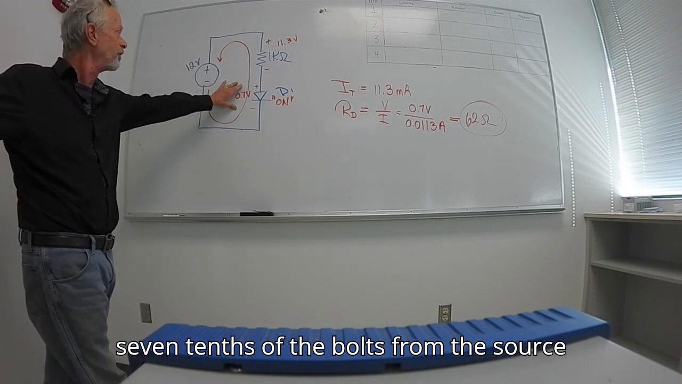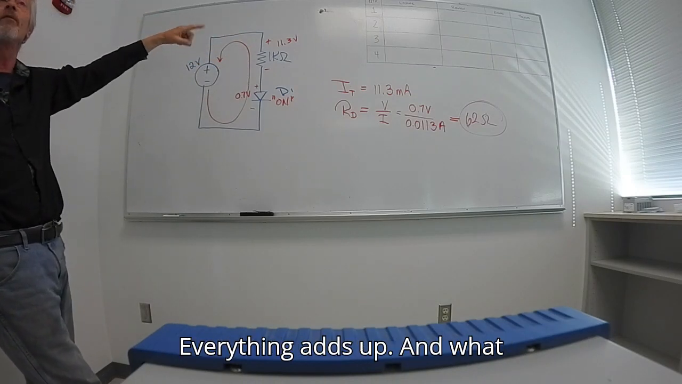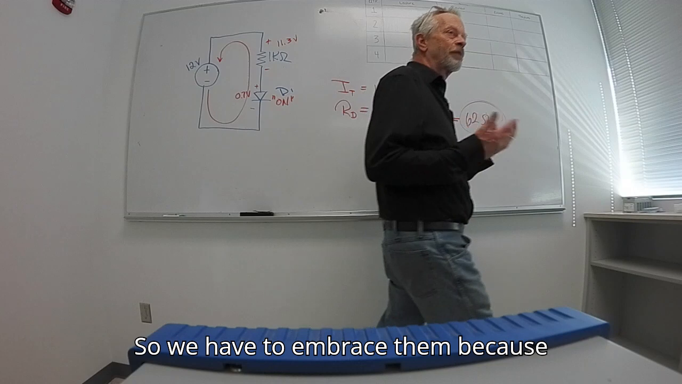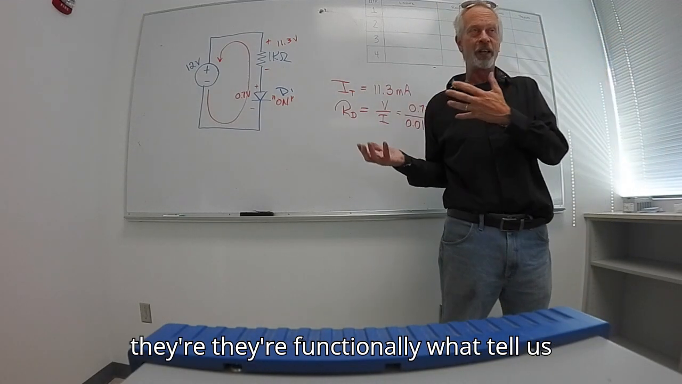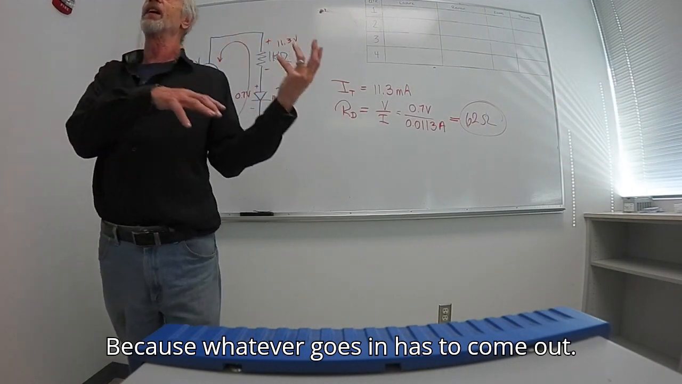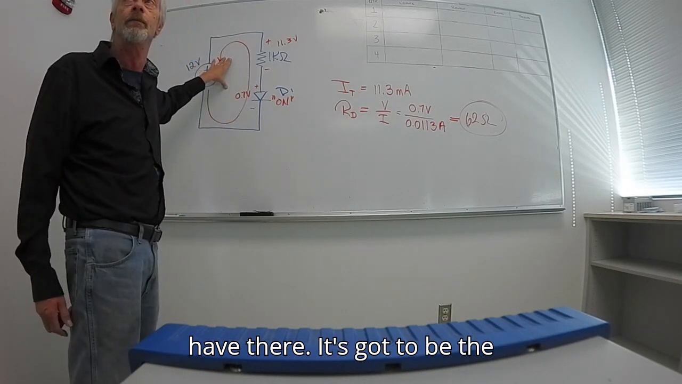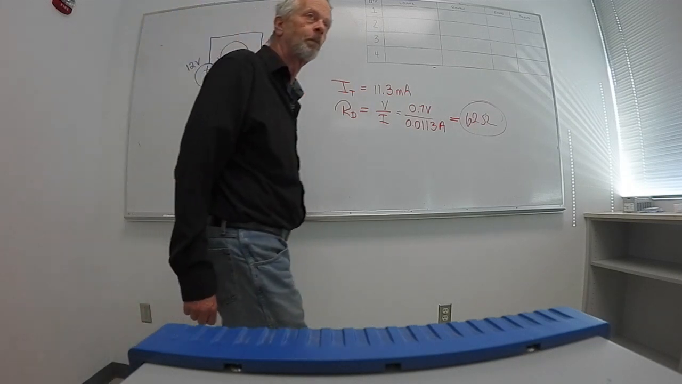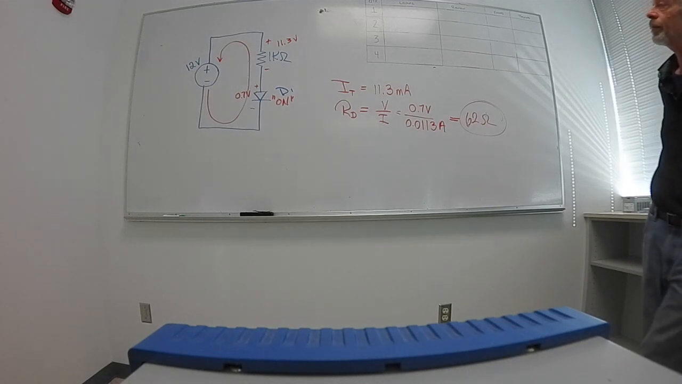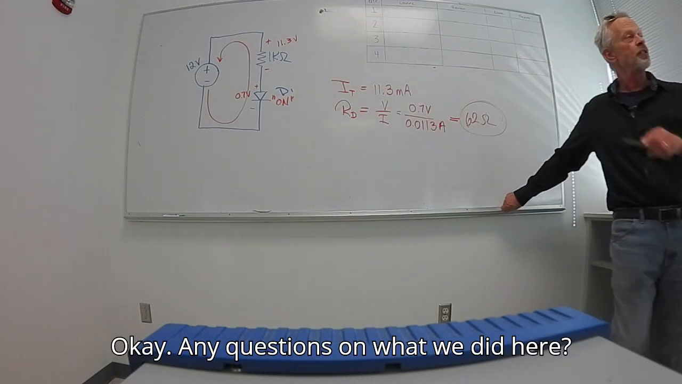Because we stole 7/10 of the volts from the source here. So everything adds up. That's the important thing. Everything adds up, and what guarantees that is Kirchhoff's laws. So we have to embrace them because they're functionally what tell us that we can balance our budget. Because whatever goes in has to come out. You can't have more voltage here than you have there. It's got to be the same. Okay, any questions on what we did here?